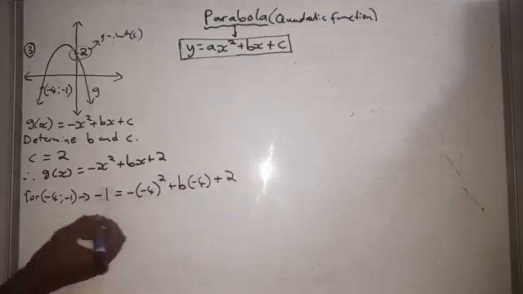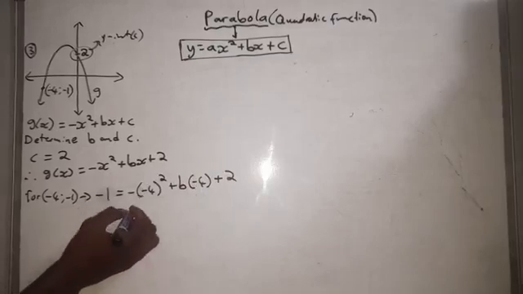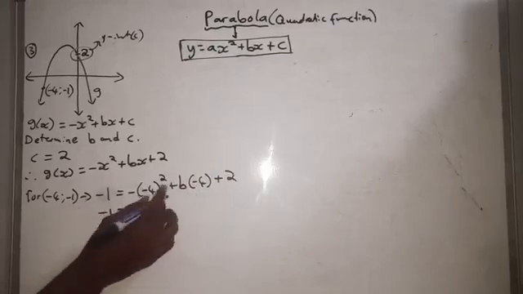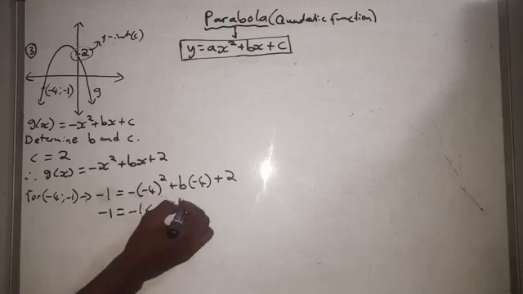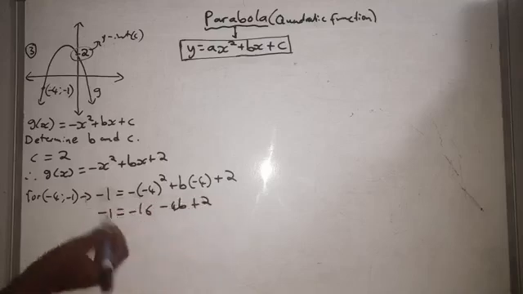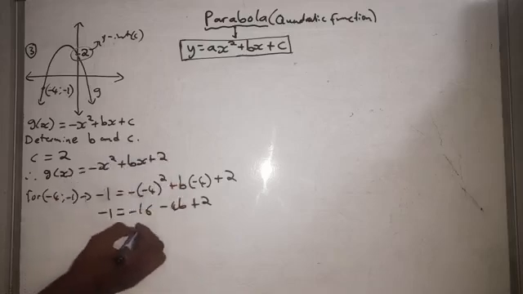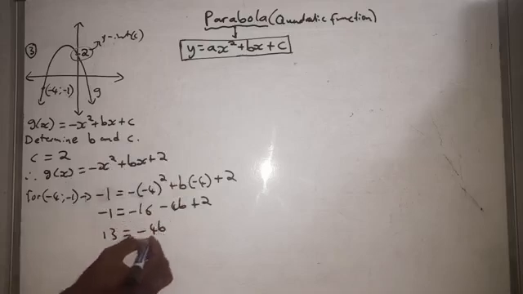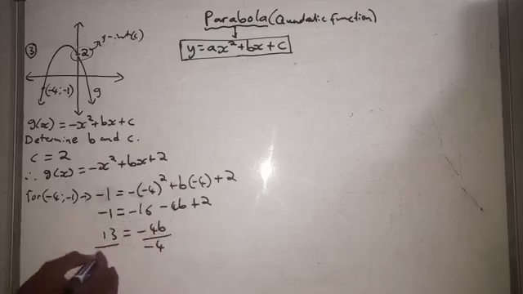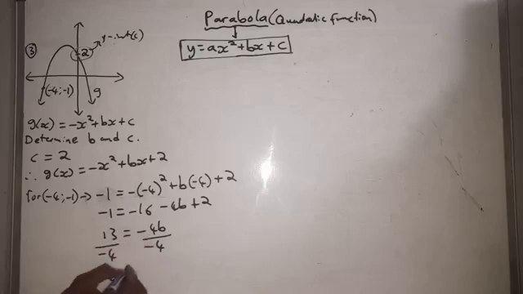Let me simplify first. -1 equals, this is going to be -16, this is going to be -4b plus 2. Take these numbers to this side. So it's going to be -1 plus 16, which is 15. Then 15 minus 2 is 13, equals -4b. Then divide both sides by -4. This will make the value of b -13 over 4. So we found the values of B and C.